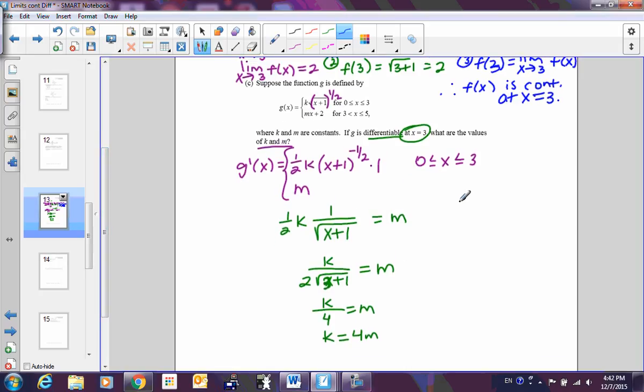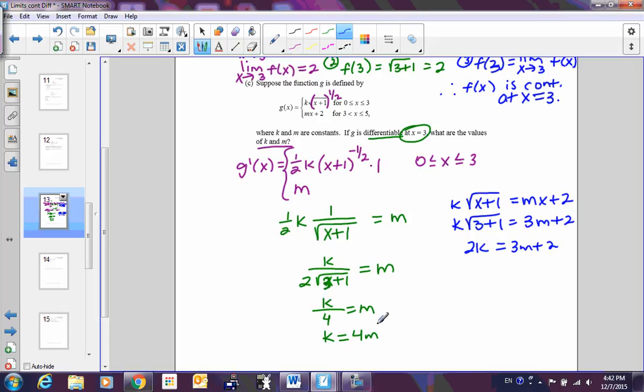Okay, so we also have the continuity piece, meaning just these two things are equal to each other. In other words, k square root of x plus 1 equals mx plus 2. So aren't you glad I'm doing this one with you instead of by yourself? So let's plug in 3. I'm going to write this as 3m. It's just m times 3. All right, so again, 3 plus 1 is 4. Square root of 4 is 2, so that's going to be 2k equals 3m plus 2.